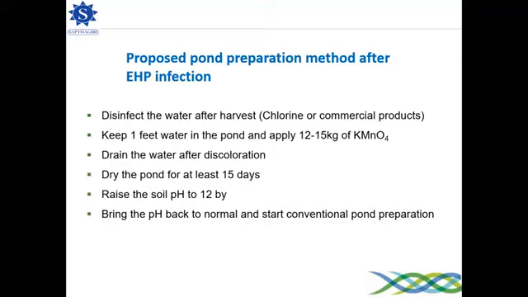So after discoloration, dry the pond for at least 15 days, then raise the soil pH to 12 by calcium hydroxide, quicklime or burnt lime, or you can use sodium hydroxide.